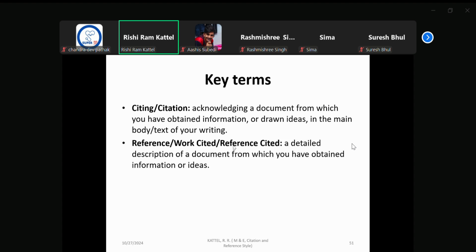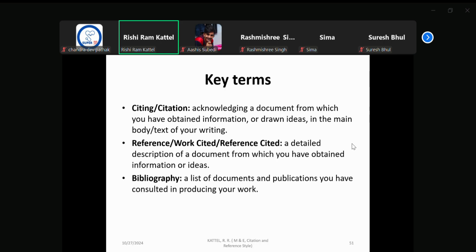References or cited reference is a detailed description of the document from which you have obtained information or idea at the end of the document. Citing and citation you can do in the body or text, putting surname and year of publication. The bibliography is a list of documents and publications you have consulted in producing your work. So these are the major terms: citing, citation, reference, or cited reference, or bibliography.